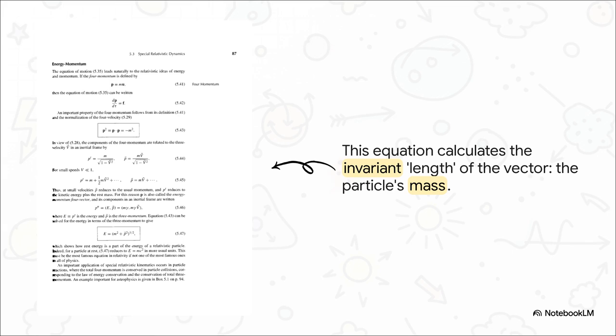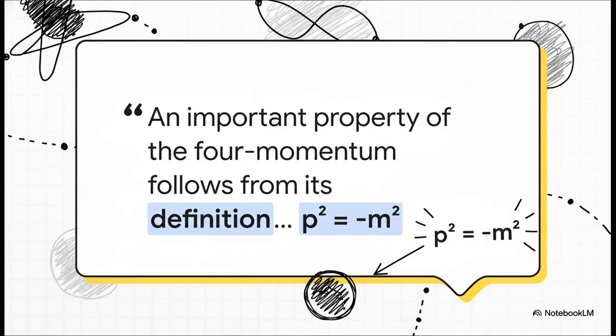And here is the absolutely amazing part. It doesn't matter how fast you're moving when you do the measurement. It doesn't matter what you measure for energy or what you measure for momentum. When you plug it all into this recipe and calculate the length, you always get the exact same number. And what is that number? It's the particle's mass.